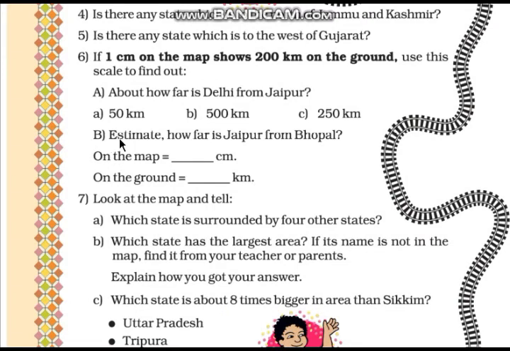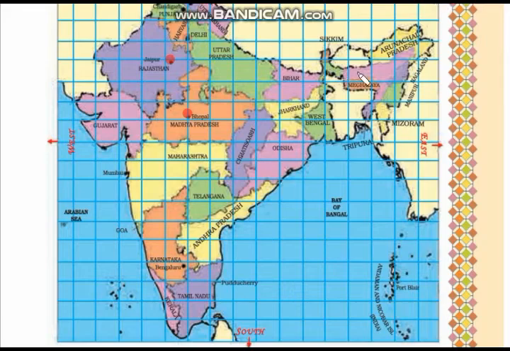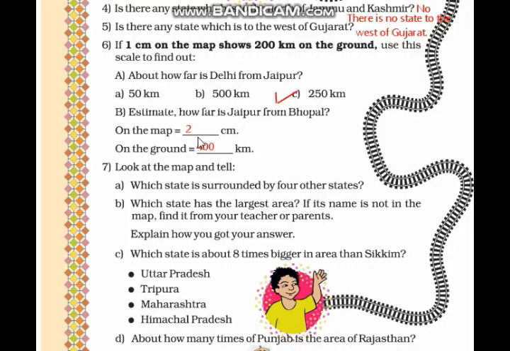Here question B is estimate how far Jaipur is from Bhopal. So let us see in the map. So here is Jaipur and here is Bhopal. It is about 2 centimeter. So the distance between them, 2 centimeter, is equal to 400 kilometer. And in answer B, on the map is equal to 2 centimeter, then on the ground is equal to 400 kilometer.